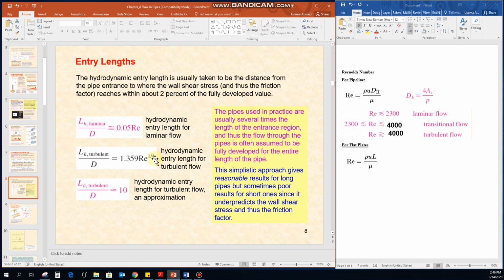And for turbulent flow, there is also a direct equation that entry length LH divided by D will become equal to 10. What does it mean here? If you simply multiply the diameter by 10, you can have the entry length for the turbulent region. The pipes used in practice are usually several times the length of the entrance region, and thus the flow through the pipes is often assumed to be fully developed for the entire length of the pipeline. So why do we use this entry length here?